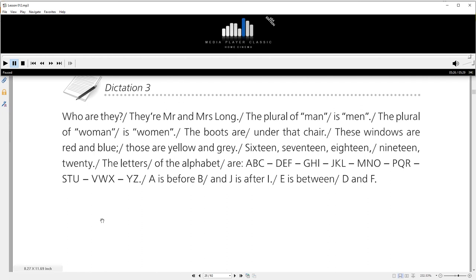The boots are under that chair. These windows are red and blue. Those are yellow and gray. 16, 17, 18, 19, 20. The letters of the alphabet are A, B, C, D, E, F, G, H, I, J, K, L, M, N, O, P, Q, R, S, T, U, V, W, X, Y, Z. A is before B, and J is after I. E is between D and F.